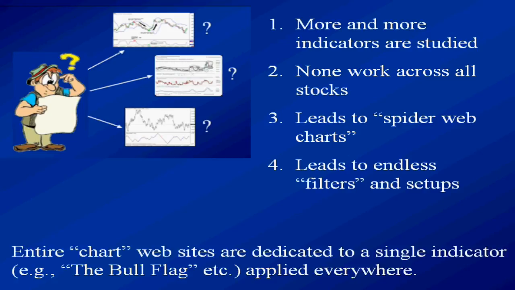And the thing is, single chart websites are dedicated to single indicators. So in other words, there's whole sites that do nothing but show you an indicator that's their favorite, and they apply it to every stock and say this is the way to trade. I even saw a site the other day called thebullflag.com or something like that, where all it did is one little setup called the bull flag, and it applies it everywhere. But as I showed you, with those two stocks, just using one indicator as an example, it doesn't work.